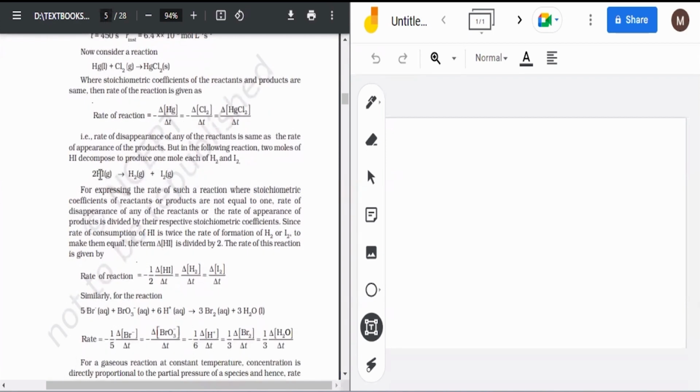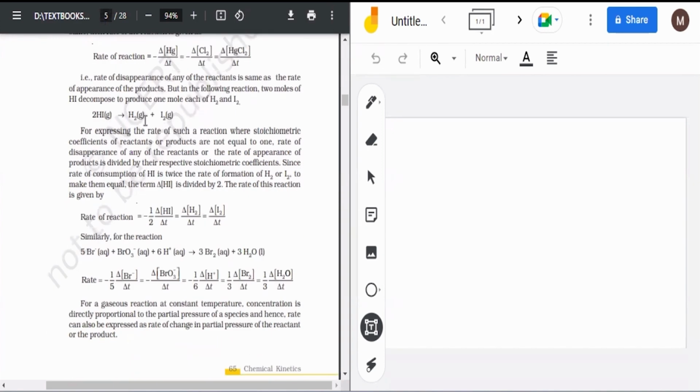Similarly here for the HI case, remember one thing, if there is some coefficient in the reaction, then we have to divide by that coefficient. Otherwise, we will get the wrong answer, because here, if 2x amount of reactant is consumed, then 1x amount of H2 is formed. So it depends upon the coefficient of the reaction, so you have to divide by the coefficient if there is any. So in this case, minus 1 by 2, del HI by del t is equal to del H2 by del t is equal to del I2 by del t, and we can proceed further.